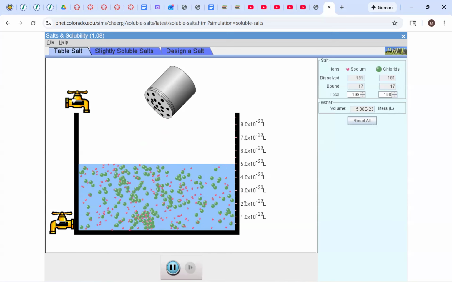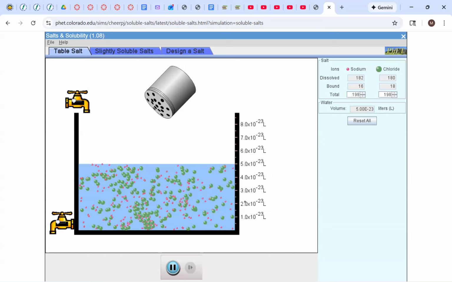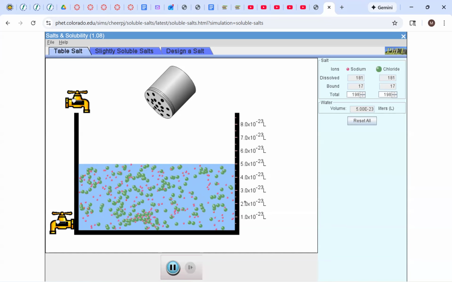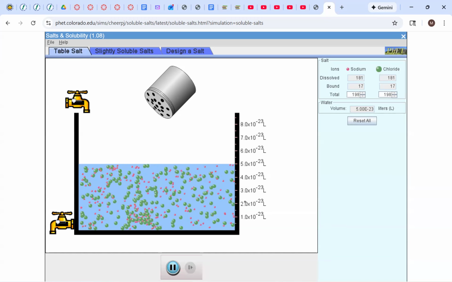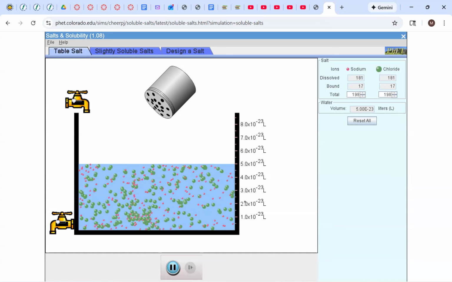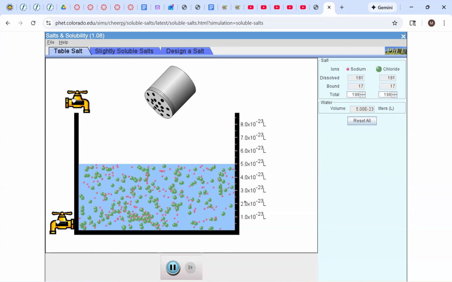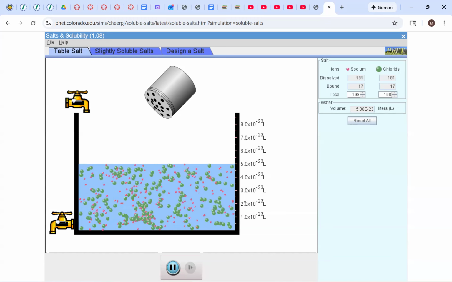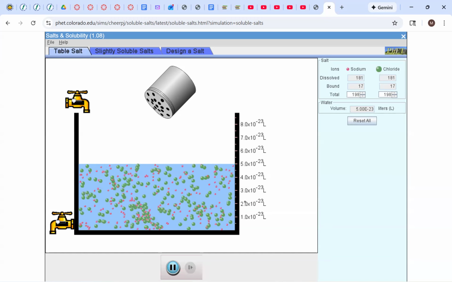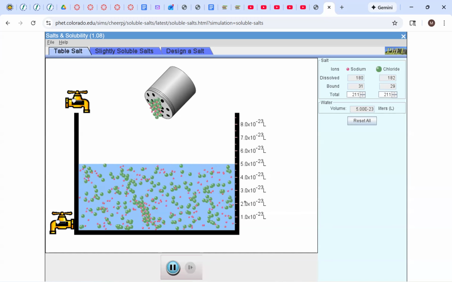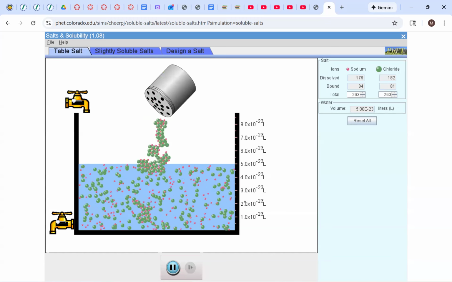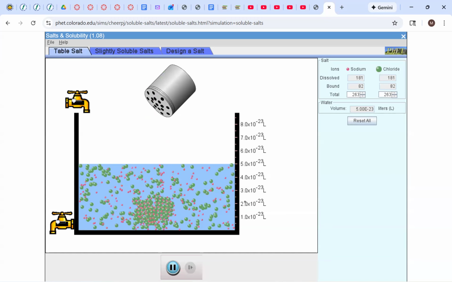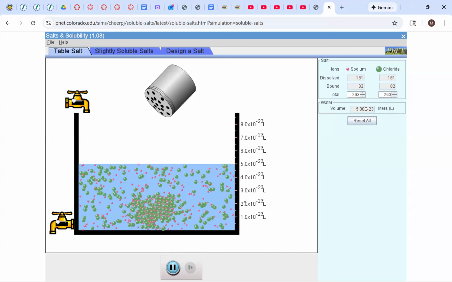All right, notice there at the bottom, kind of in the middle, there is some that has not dissolved. But notice that it's not just sitting there. What's going on? As fast as the sodium chloride is coming apart, there's sodium ions and chloride ions coming back together. In fact, I'll add a little bit more. And so now I'm at a saturated solution because nothing else is dissolving.